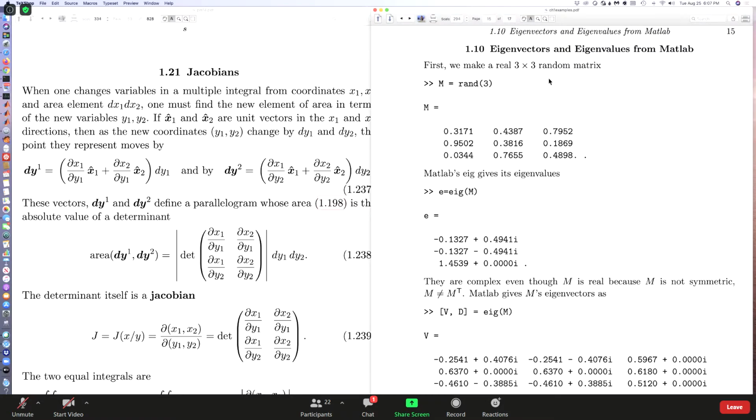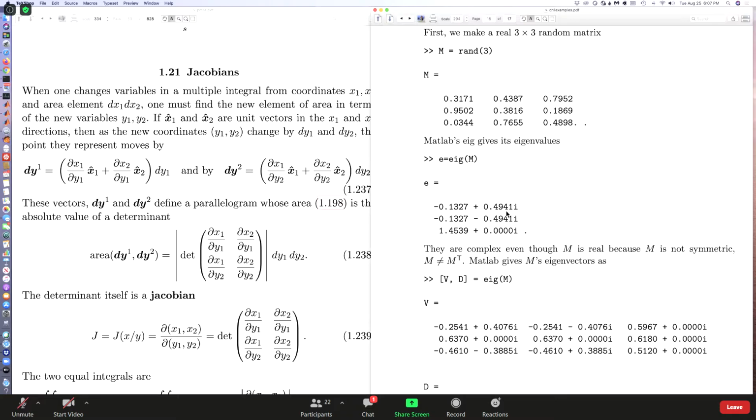Anyway, let's first make a real 3 by 3 matrix. So M is rand(3). E equals eig(M) gives you the eigenvalues. Notice they're complex, even though M was a real matrix. And the reason they're complex is that M is not Hermitian, and M is not Hermitian because it's not symmetric.